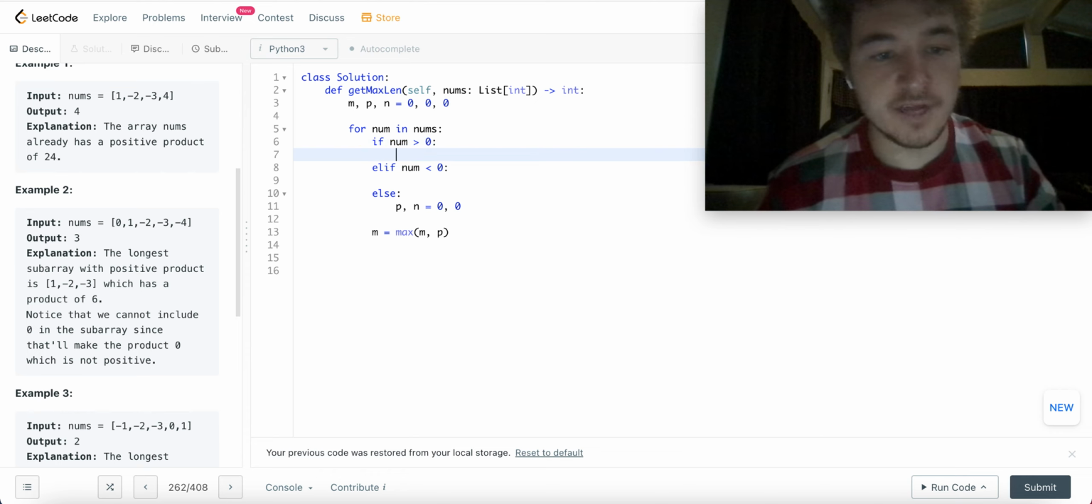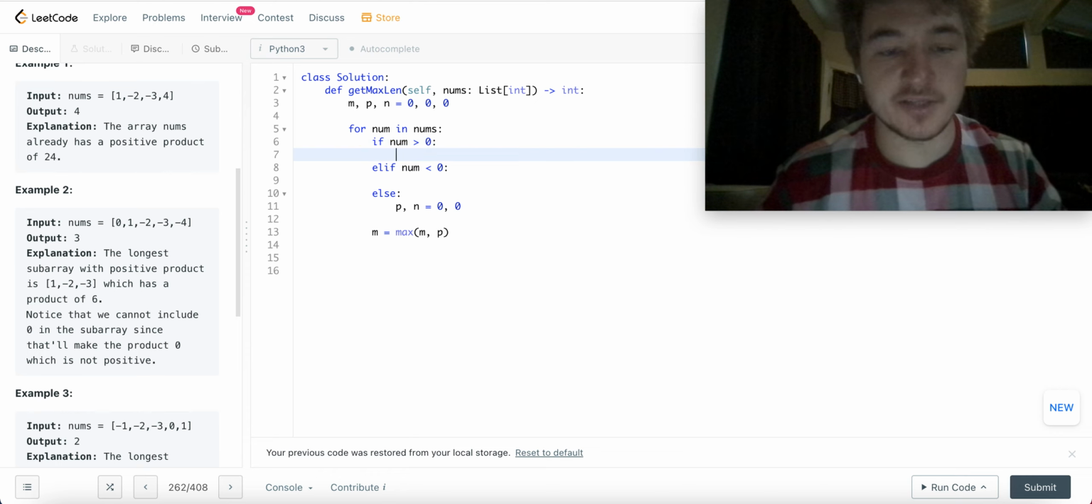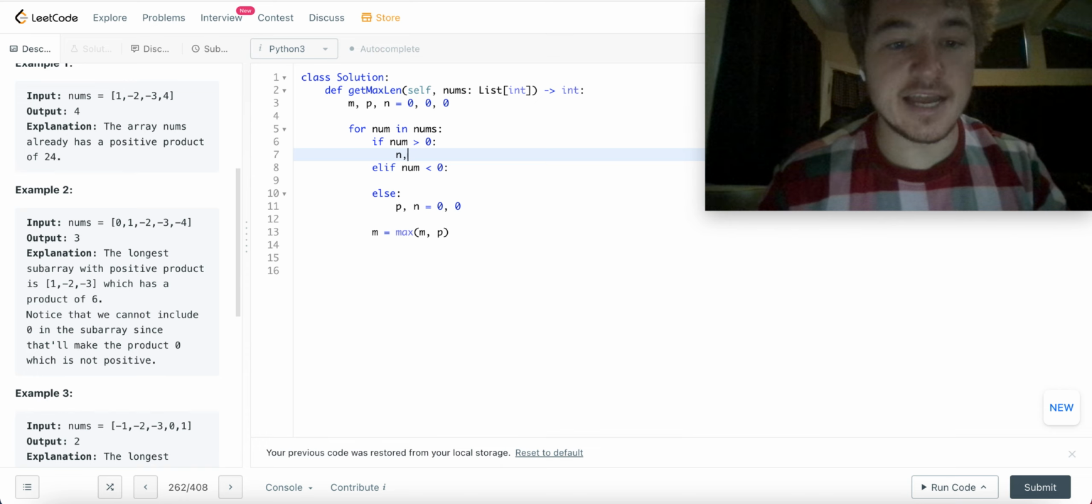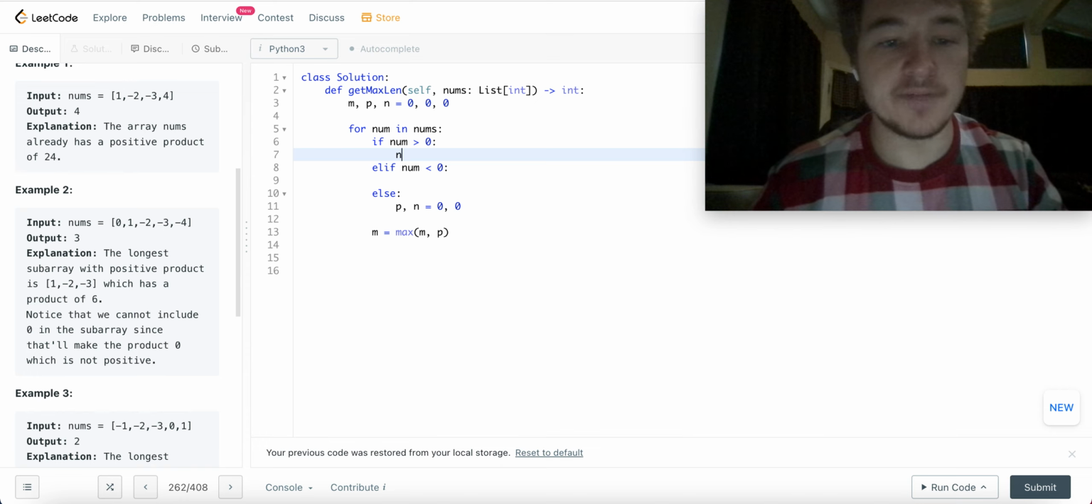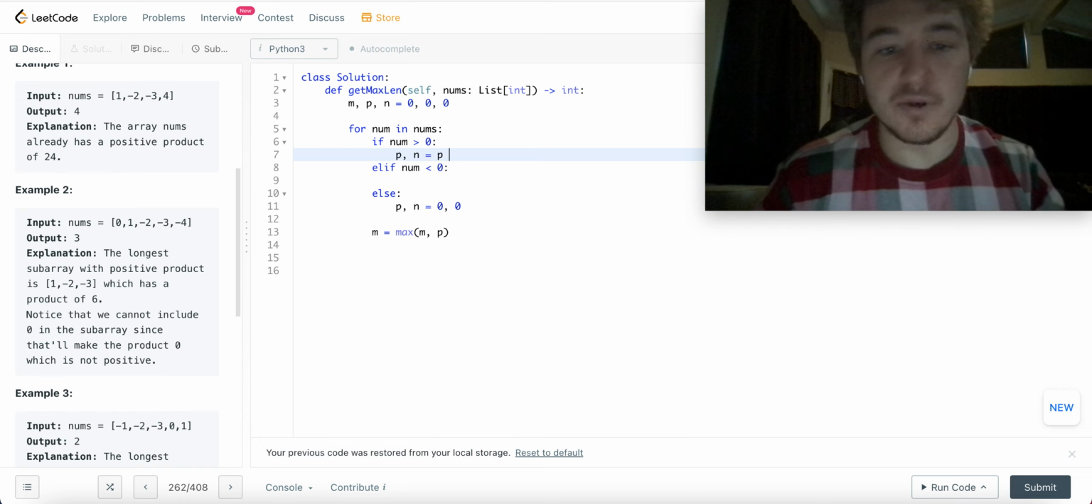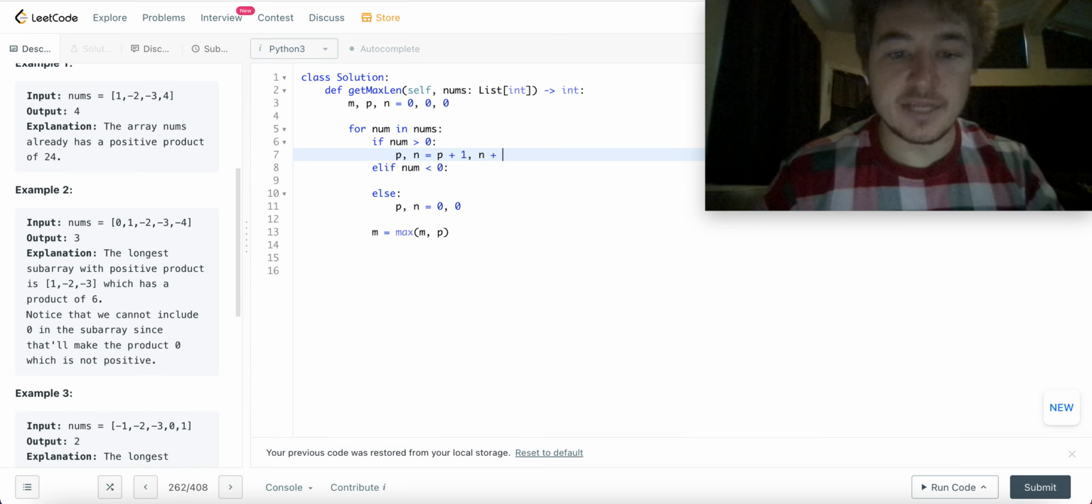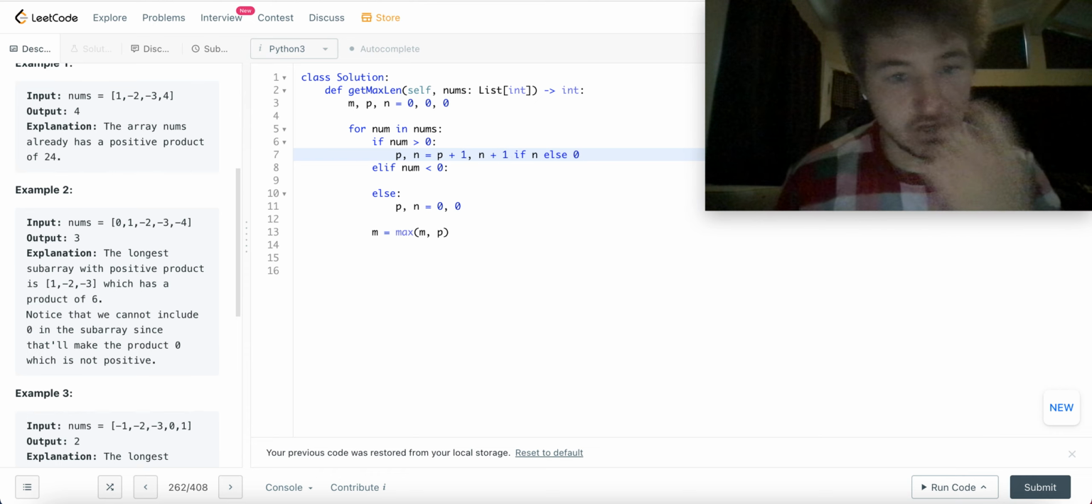All right, if num is greater than 0, what are we doing again? Okay, so the number is positive. That means that n and p will be updated. So positive and negative will be updated how? Well, positive will just equal positive plus 1, and negative will equal negative plus 1 if negative exists, else just negative, which is 0. We'll just call it 0.